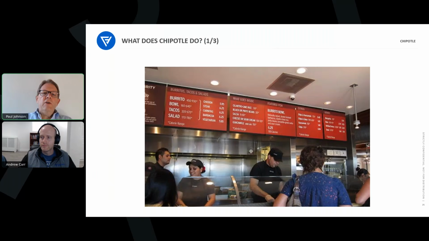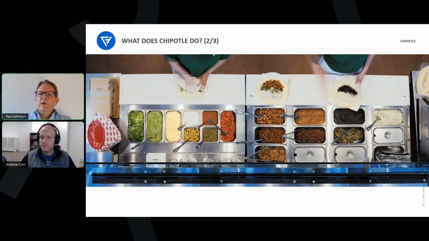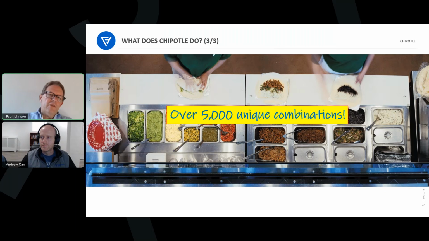All right, so what does Chipotle do? I've been there, you haven't. You can go on the internet, do a Google search, get a menu, that's pretty easy. This is what it looks like. This is that assembly line where you can pick and choose as you go down the line. This is trivial, somewhat unimportant, but I like it. There's 5,000 unique combinations, for what it's worth, which means you have variety in the restaurant.